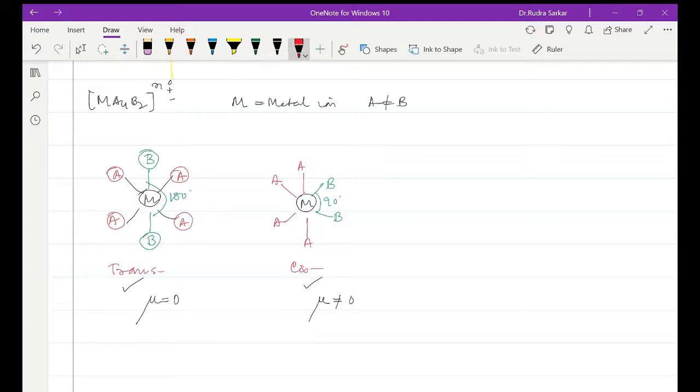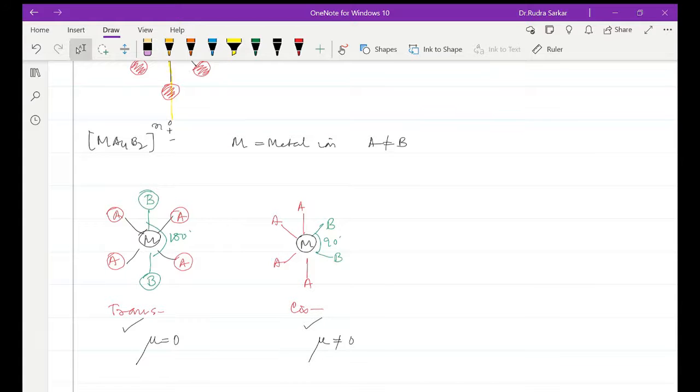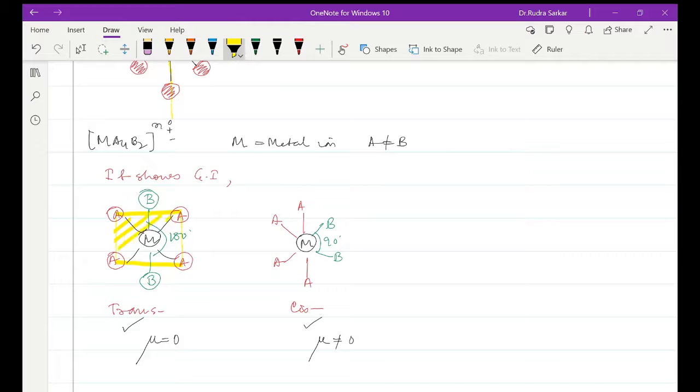So obviously for the MA4B2 complex we will have GI. So it shows GI. There is no doubt about it. Can it show optical isomerism? We will say no, because if you think of a plane lying in this direction, then it is dividing the trans molecule into two equal halves, so no optical isomerism can be possible.